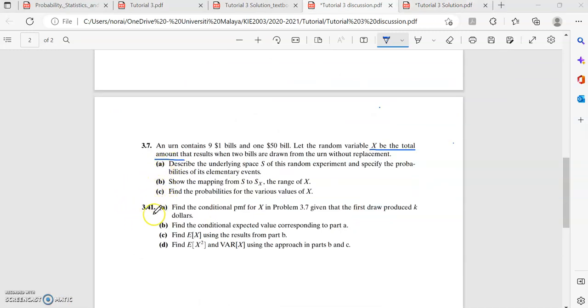Next is 3.41, which is related to 3.7. You are asked to find the conditional PMF, the probability of X given A, given that the first draw produced K dollars. You know that on the first draw there are two possible outcomes: either you get a 1 or you get a 50. Let's look at all the conditional PMFs for this question.